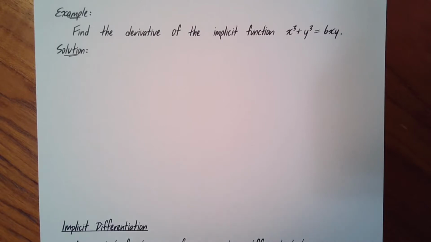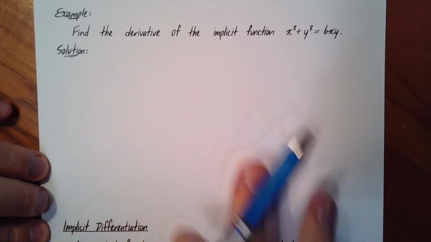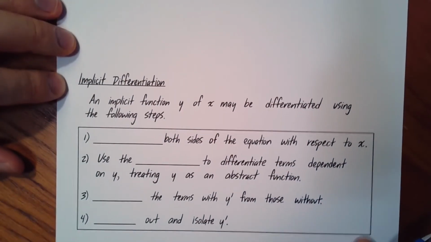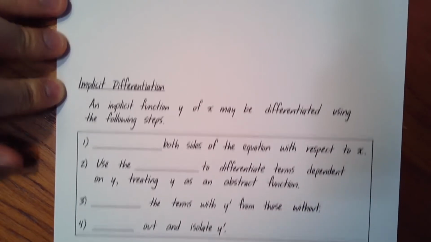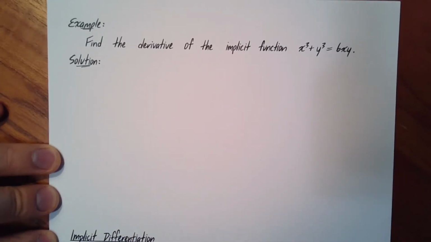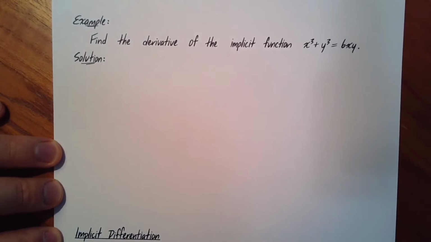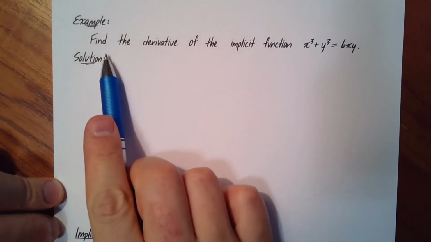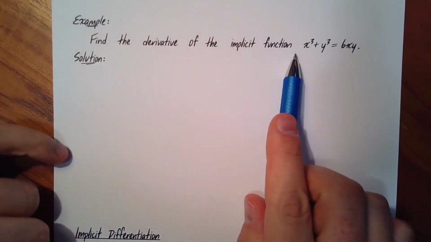Now, I gave you a little bit of a preview on the previous page, but now let's break down this process a little bit more. I'm going to do one more example, and then below, down at the bottom, we're going to go through exactly what the 4 steps are. But let's start with doing one more example first so you have something in mind when we go through those steps. So we want to find the derivative of the implicit function given by this equation.